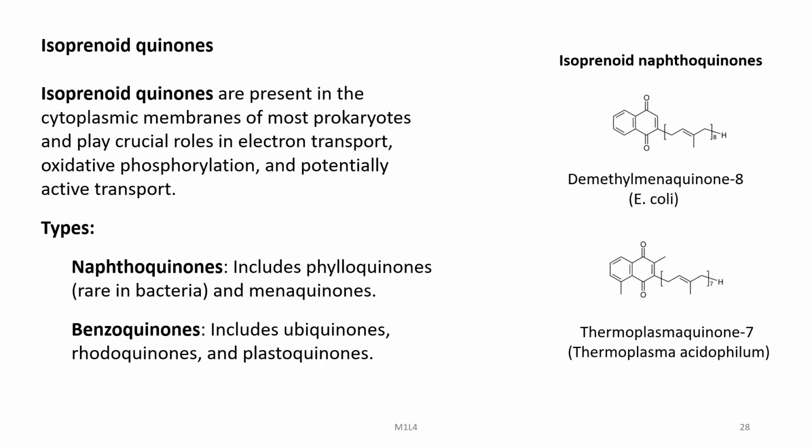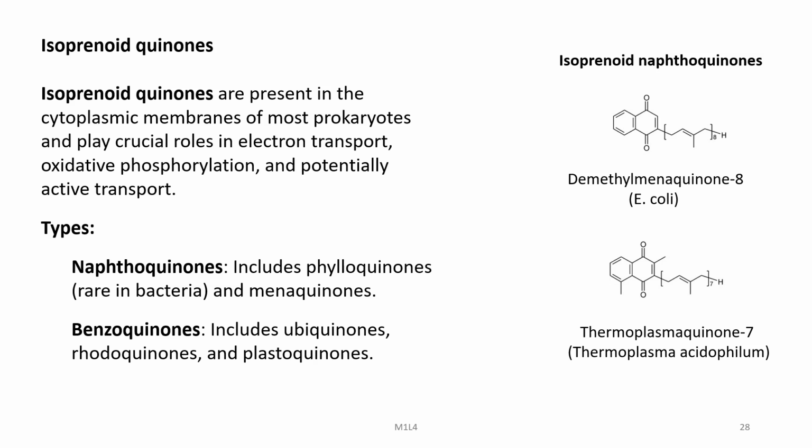Let us now discuss about the importance of isoprenoid quinones for identification and classification. These isoprenoid quinones are present in the cytoplasmic membrane of most prokaryotes and therefore play crucial roles in electron transport, oxidative phosphorylation and potentially active transport.